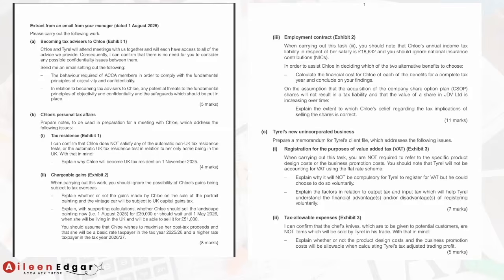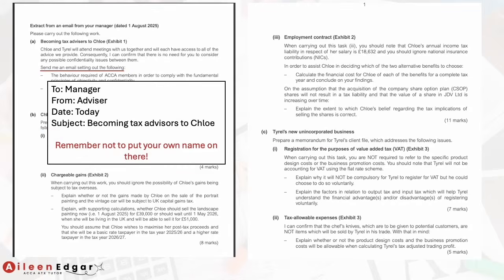Let's have a quick scan of some key things to note about these very lengthy requirements that you get in Section A in the exam. See how they're telling you to create your answer in a certain style for each of the requirements A, B and C. So in A, we need an email header at the start of our answer. I would just put to manager, from advisor, date, today, subject becoming tax advisors to Chloe. Something like that. Remember, do not put your own name on there.